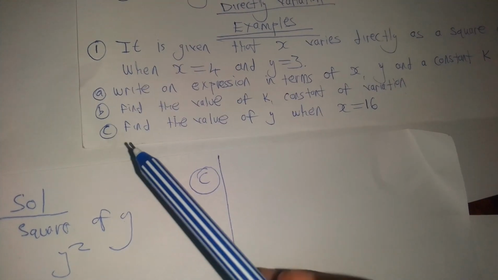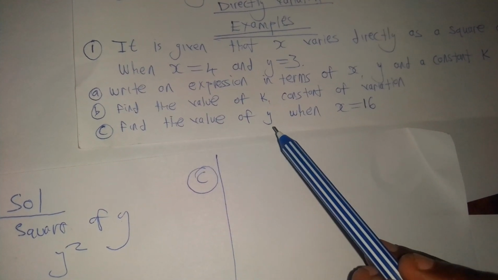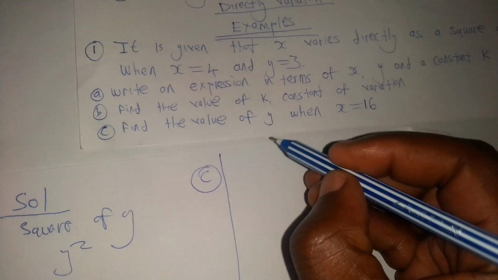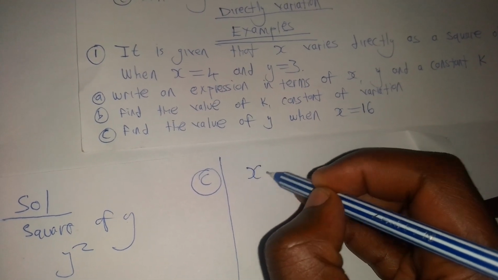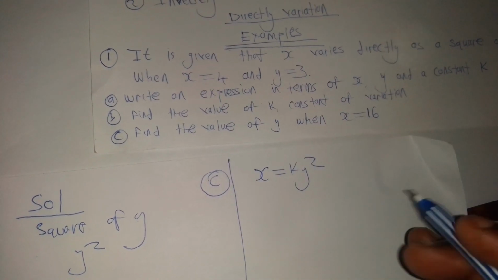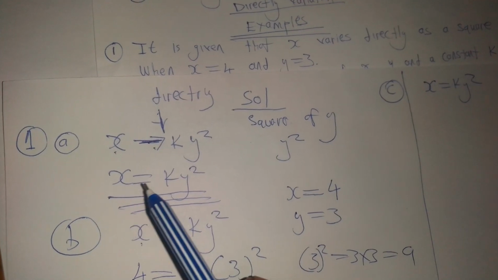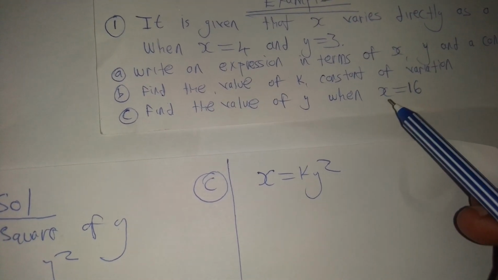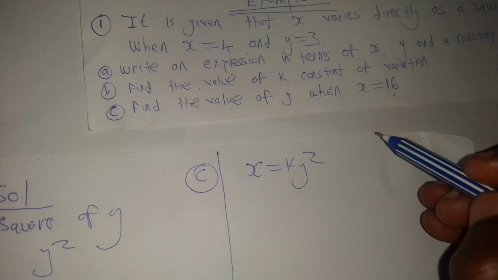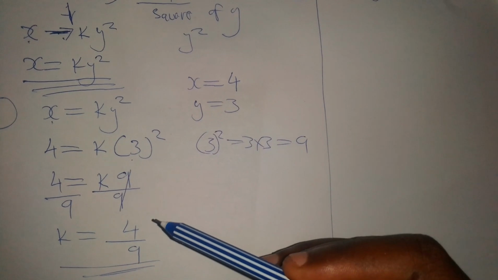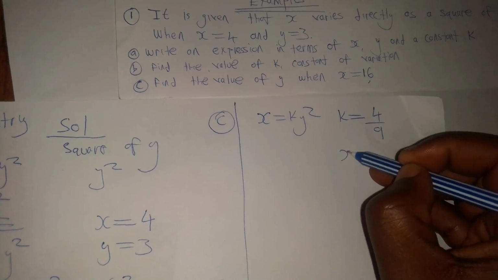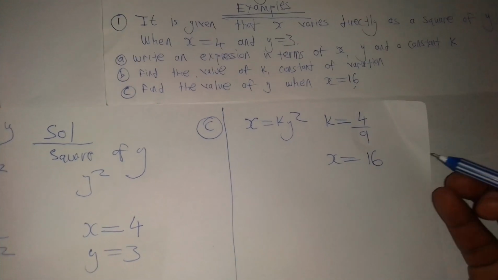On question 1c, they say, find the value of y when x is equal to 16. So first of all, what you should keep in mind is our equation. Our equation is x equals k y power 2, the same equation that we used here. Now after that, they are saying x is 16. So you have to know your k. Your k is the first k we had found, which is 4 over 9. Then your x, which is given there, is 16.